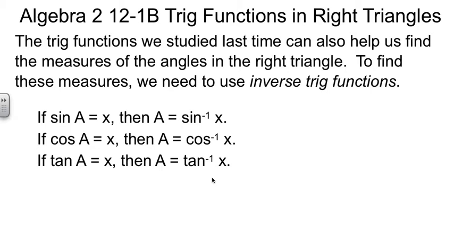Inverse secant, inverse cosecant, and inverse cotangent all exist, but they're a hassle to use, so we tend to stick to just those 3, unless somebody's just being mean to us and making us use them. Which could happen, I guess, from time to time.